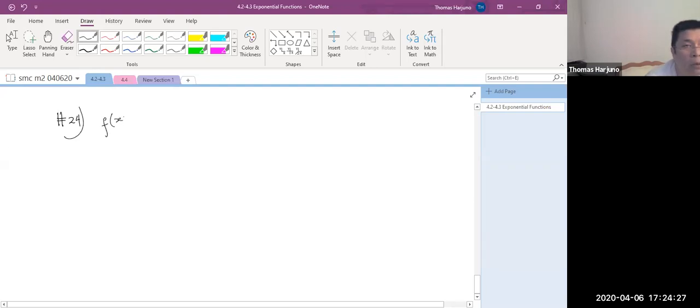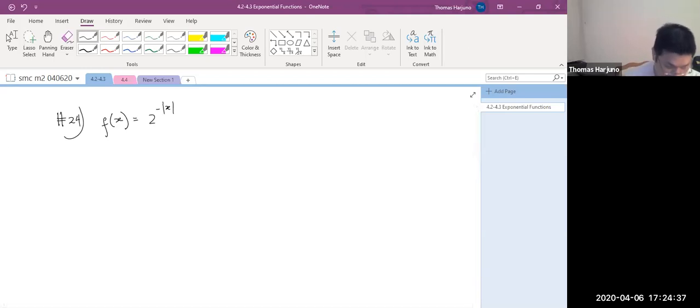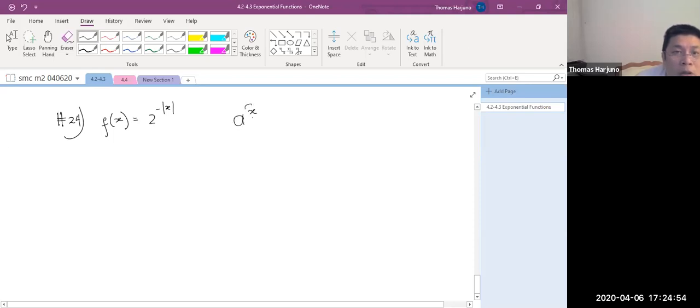f(x) equals 2 to the negative absolute x. The question is: sketch the graph. Notice that even though this looks like an exponential function, it is not a basic exponential function. It is still an exponential function, but not a basic one. Why? Because it doesn't look like a to the x. You see, it's not x on the exponent in this case.